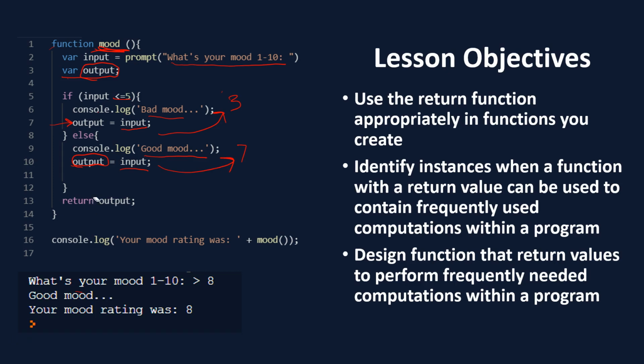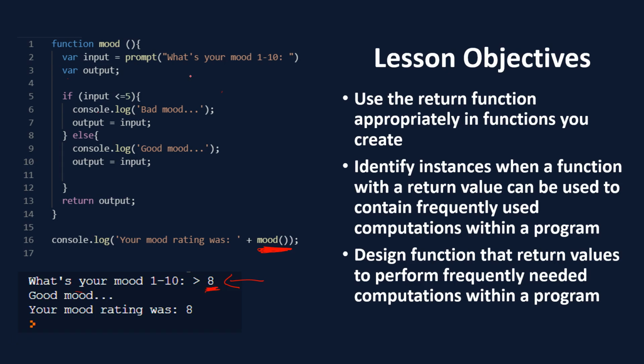So this function is going to compute all that, but it has to be called. So how do you call this? So I'm console logging it. Your mood rating was, and here's my function call right here. So when I run the program, it first is going to ask the user, what is your mood? So the user said 8.